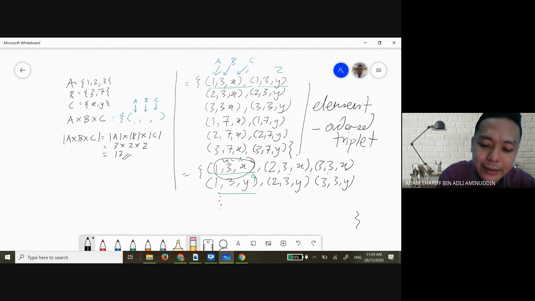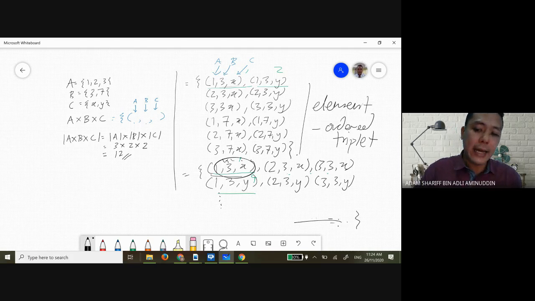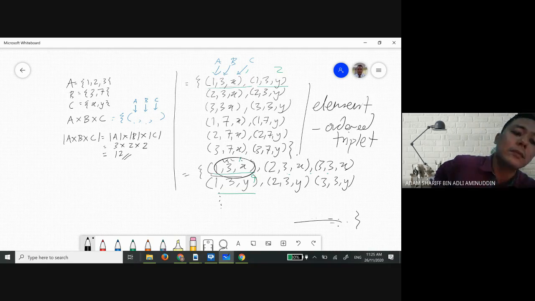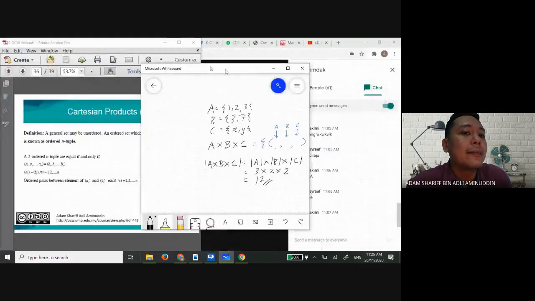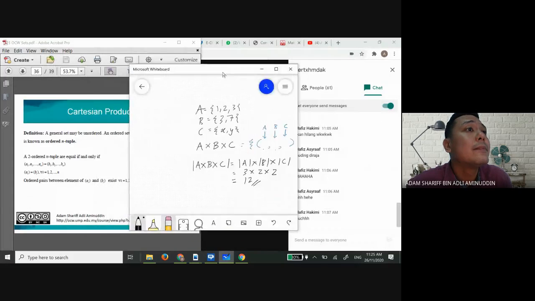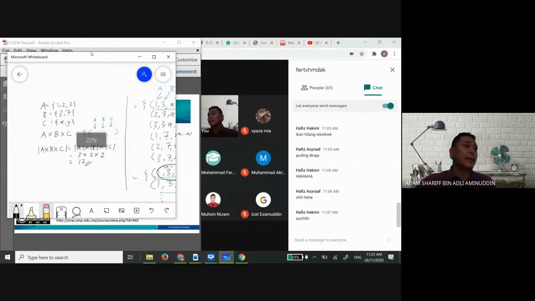Tetapi kalau 13X datang kat belakang, dulu pun, that's fine. Jangan confuse the concept of ordered pairs, ordered triplets dengan element. Element dalam set tak perlu dalam order. Tetapi dalam bracket, which is in the triplets or in the pairs, it must be from the order. Okay. Saya relax je. Okay, do you have any question for the time being?